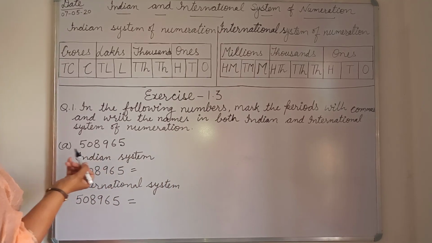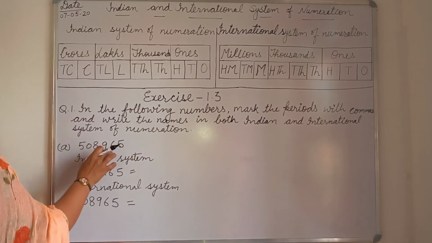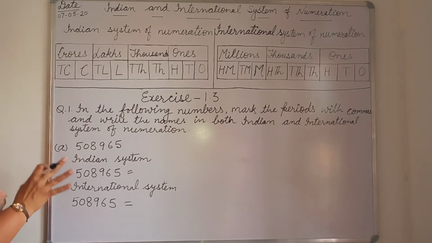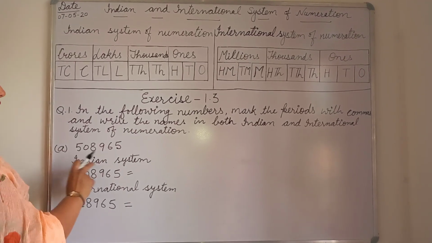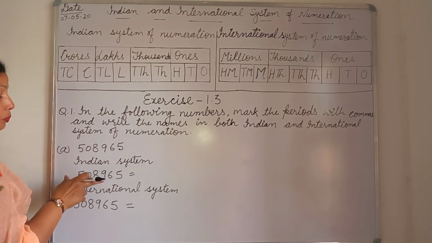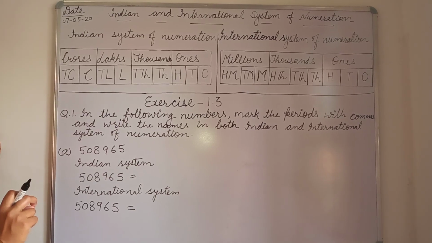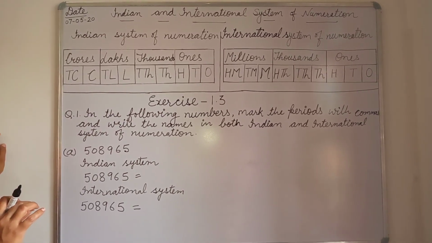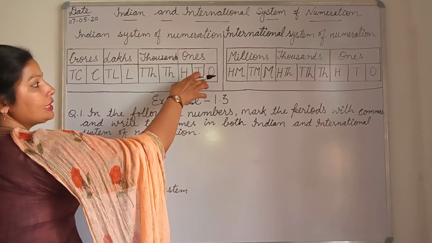So first of all, A part. There is given one number, 508965. So in both systems we should write. Firstly we write in Indian system. So we should put commas here according to the Indian system. Mark the period.